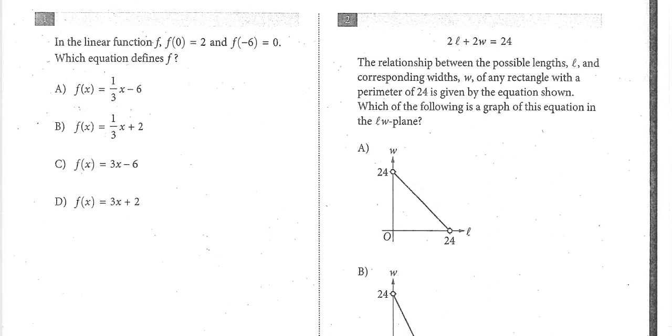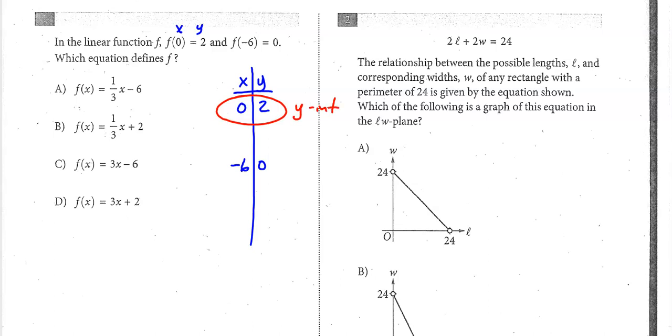Number 1, linear function. So this is function notation. The way to interpret this is your x value and this is their y value. So it basically gives you a table, and it says, when you input 0, you get an output of 2. And then you have another point, -6, comma 0. One thing right away I notice is this is a y-intercept. Y-intercept is always when x equals 0. And since these are all in y equals mx plus b form, I can eliminate A, I can eliminate C. These two both have the +2 as the y-intercept. Now I just have to figure out the slope.